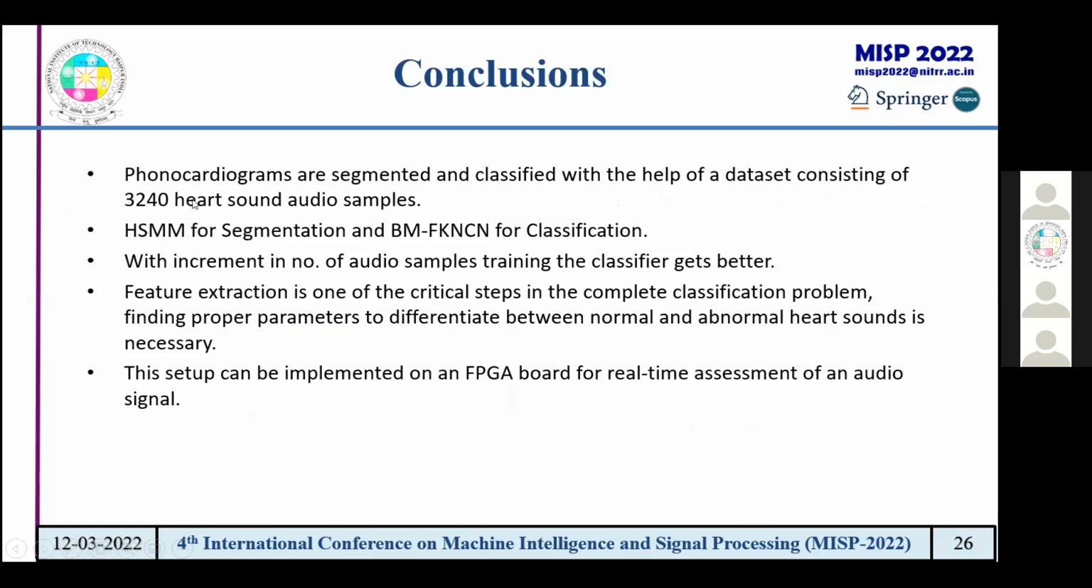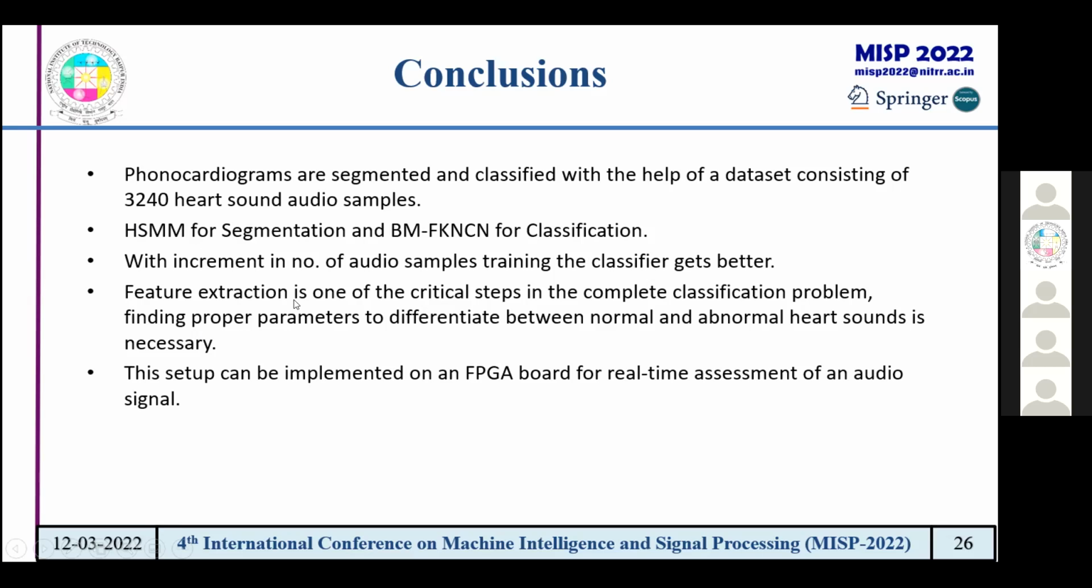Conclusion: our data set consisting of 3,240 audio signals was considered. HSMM was used for segmentation, and BM, FKNC for classification. What I found is that only 409 ECG recordings of simultaneous ECG data were available. With an increase in that, the HMM accuracy may increase, so that classification gets better.